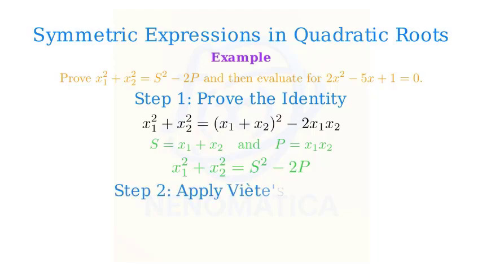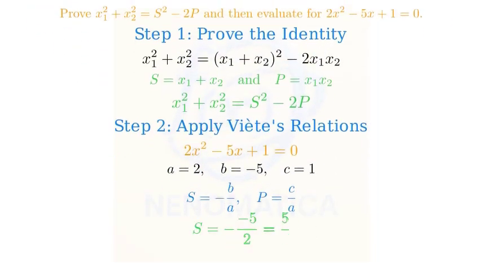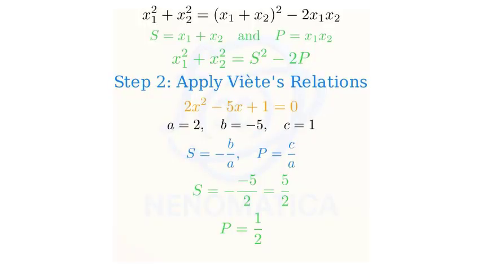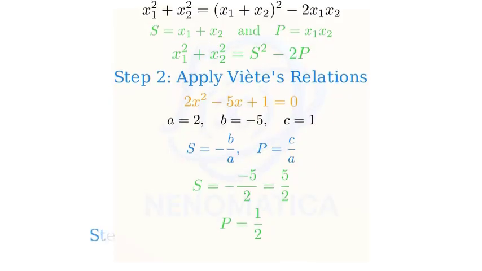Step 2. Apply the identity to the quadratic 2x squared minus 5x plus 1 equals 0. By Vieta's relations, the sum of the roots equals negative b over a, and the product equals c over a. For a equals 2, b equals negative 5, and c equals 1, we get S equals 5 over 2 and P equals 1/2.